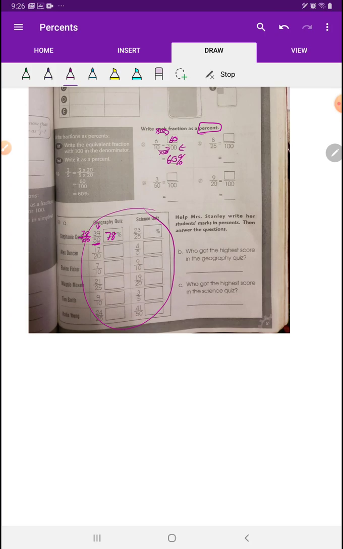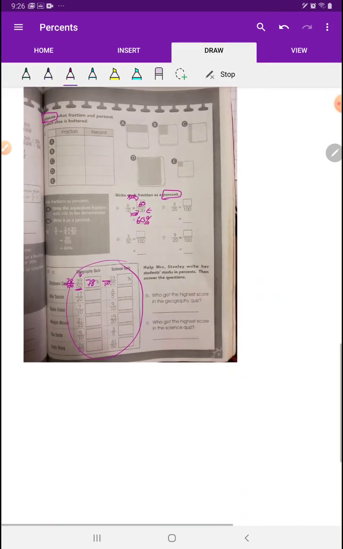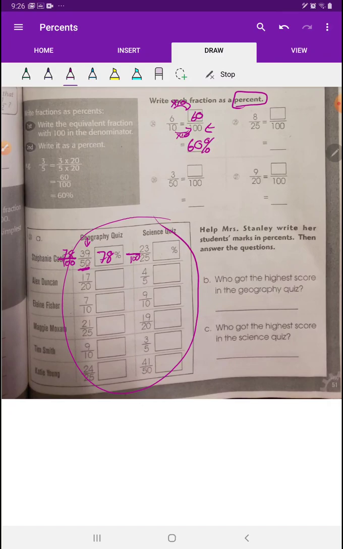She does not get 23% on her science quiz. Again, what do we have to do? We've got to get 100 on the bottom, which means that's times 4. So 23 times 4. I actually don't know that one off the top of my head. Let's see. 2 times 4 is 8. It's 92%. So she gets 92% on that. I have done the first one for you.